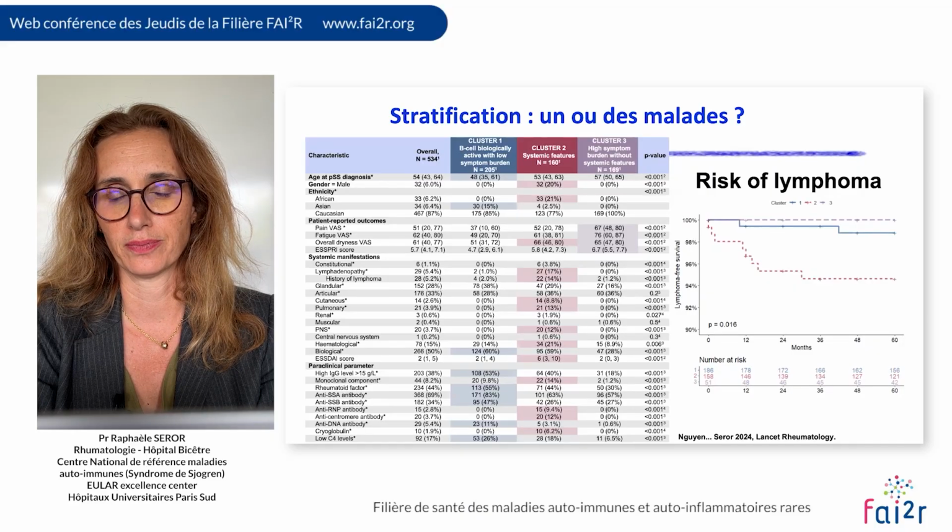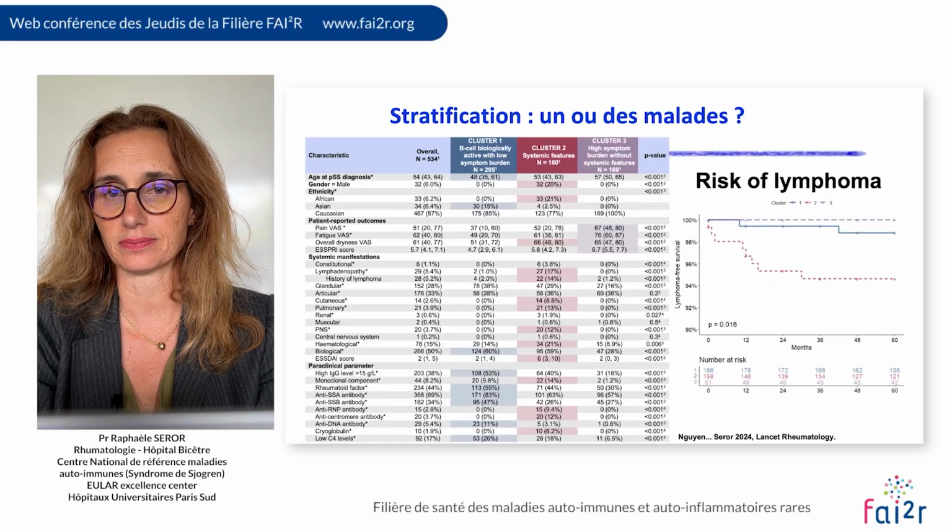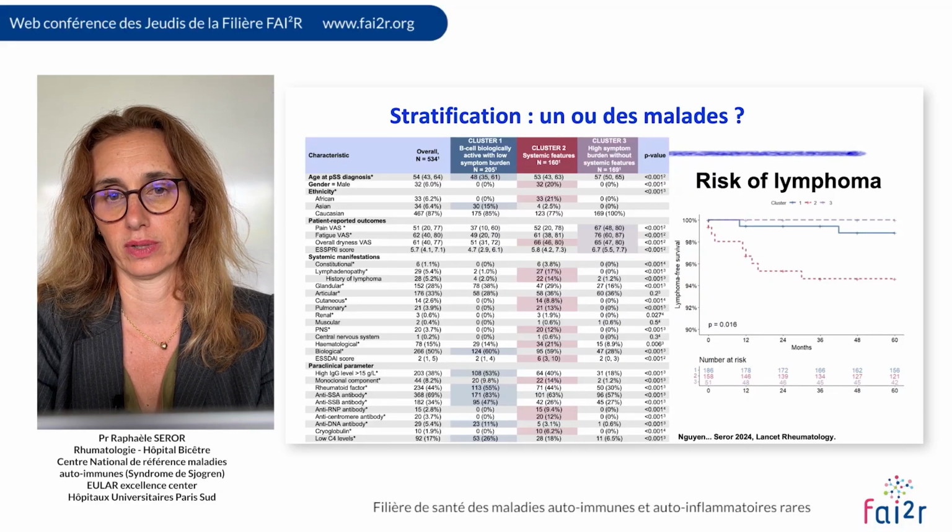Cluster 2 represents patients with systemic features, with various kinds of systemic features. They were a little bit older. They include all the men, and they also include all patients with anti-centromere and anti-RNP antibodies. And the third cluster was the cluster with a high symptom burden but without any systemic manifestation.